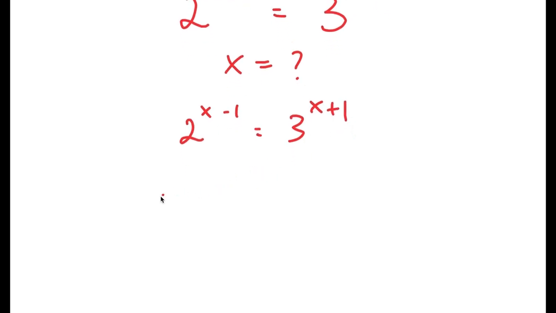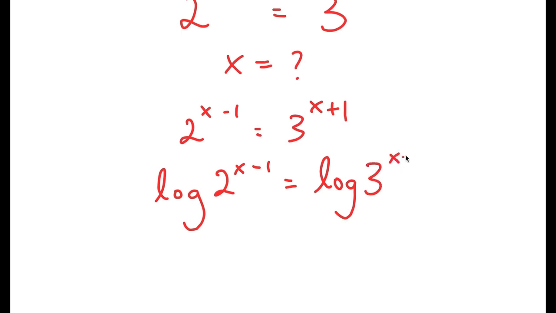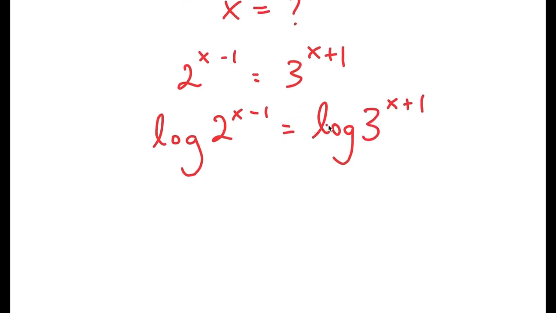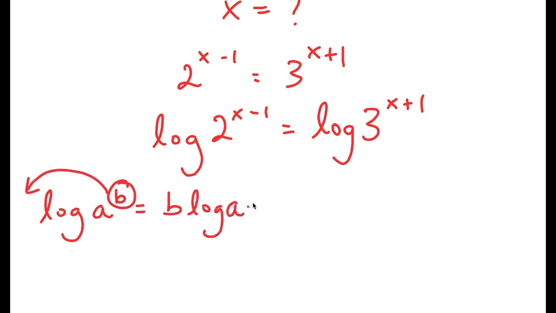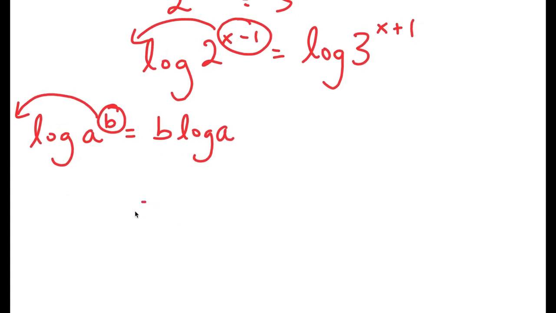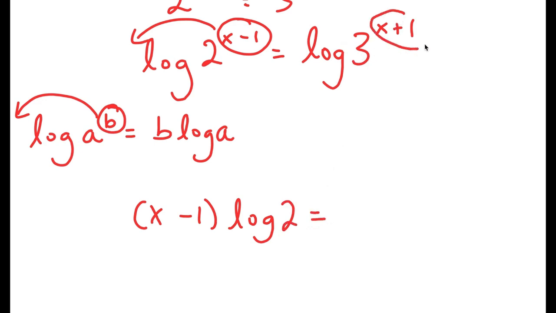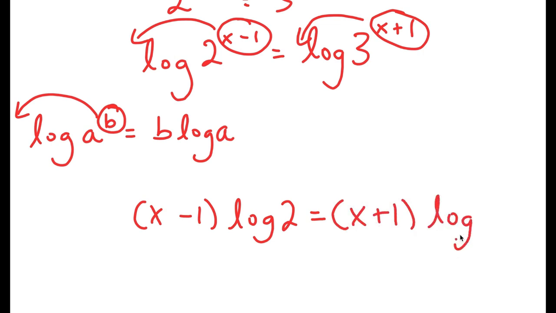I'm going to first start by taking the log on both sides. So I get log 2 to the power of x minus 1 is equal to log 3 to the power of x plus 1. Now, if I have something in the form log of a to the power of b, I can move this exponent of b to the front. So this turns into b times log a. In this case, I have log 2 to the power of x minus 1, and I can move x minus 1 to the front. So I get x minus 1 times log 2. And I can do the same for log 3 to the power of x plus 1. So I can move x plus 1 to the front, so I get x plus 1 times log 3.